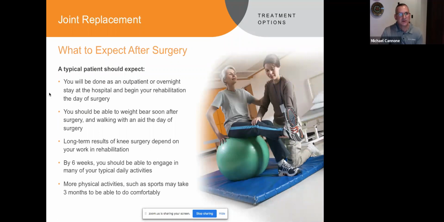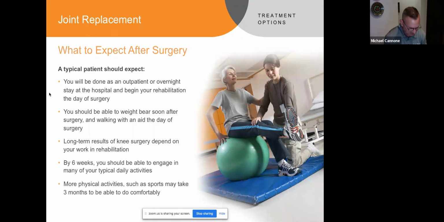And then what to expect after surgery. So typically we'll do knee replacement surgery, whether it's partial or total knee replacement, either as an outpatient or an outpatient overnight stay. It can be done at the hospital, it can be done at the surgery center, and then we'll begin your rehabilitation that day of surgery. So you will get up and walk that day, which is part of the rehabilitation process, and you will, in fact, start working very quickly to regain your range of motion, strength, and proprioception in the joint.